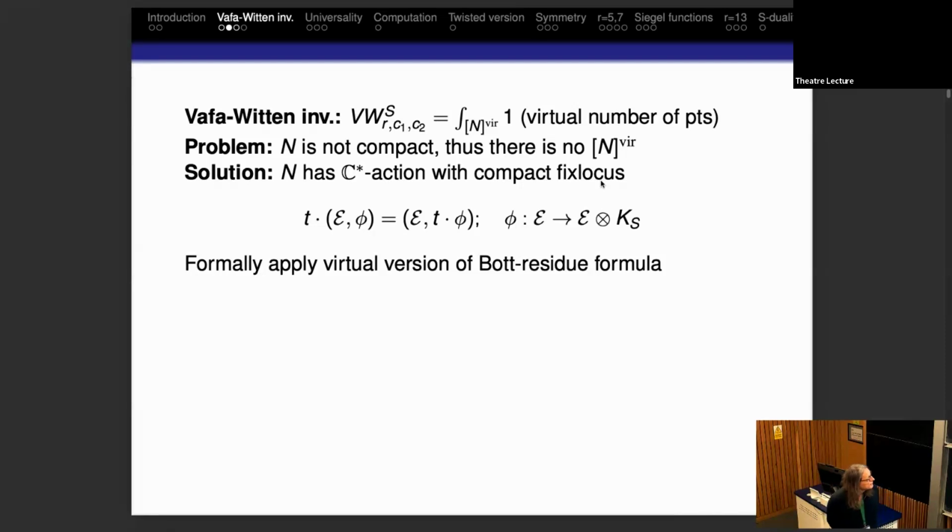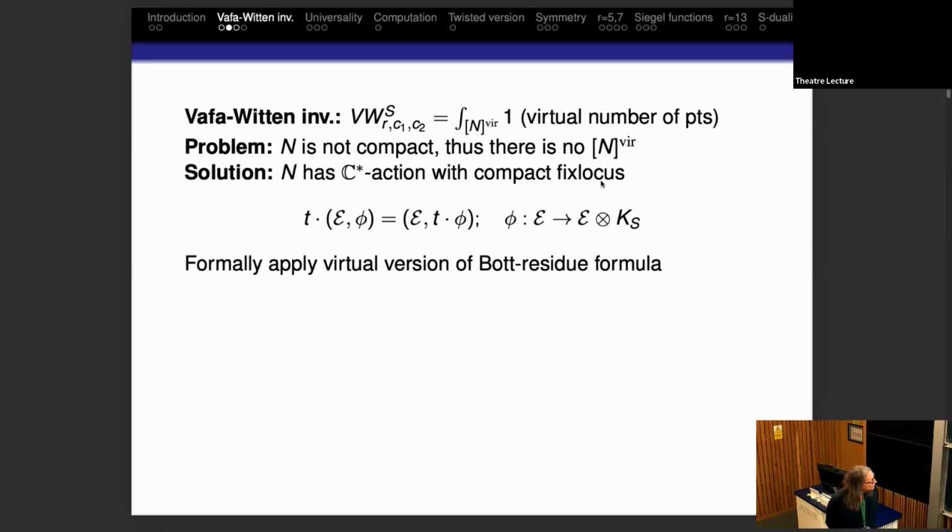This moduli space is not compact. And that's kind of obvious from what I wrote below, because we can rescale the Higgs field. We can multiply it by any element in C star. And obviously that means we have a kind of vector bundle structure, and it certainly cannot be compact. But on the other hand, the solution is also the same. We have a C star action, namely again by rescaling this Higgs field, and the fixed locus is compact.